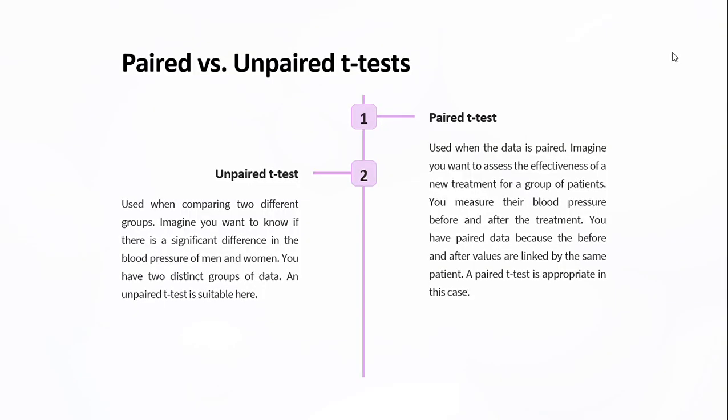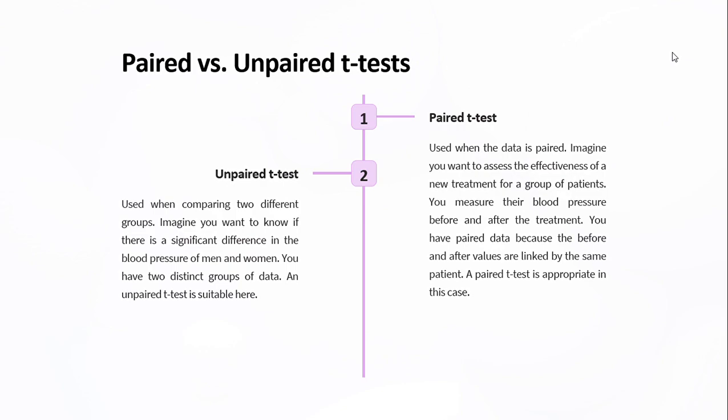Paired and unpaired tests. Unpaired tests are used when comparing two different groups. Imagine you want to know if there is a significant difference in the blood pressure of men and women. You have two distinct groups of data, and an unpaired t-test is suitable here. You understand when you're going to compare two different groups of blood pressure, you have to use this type.